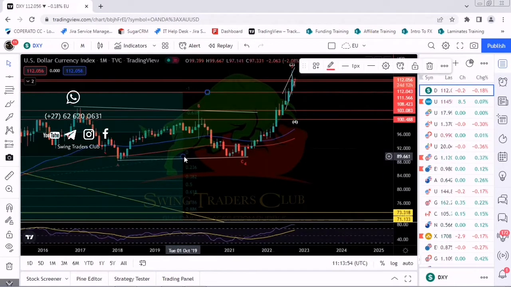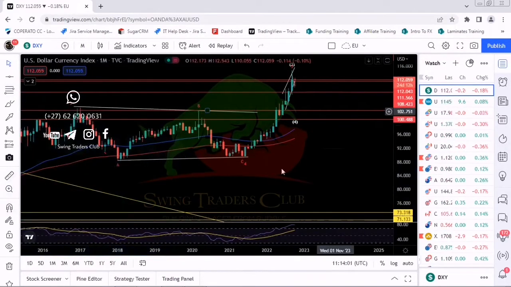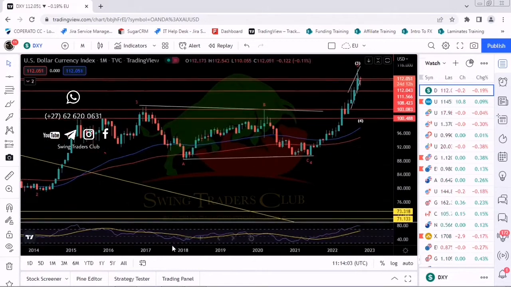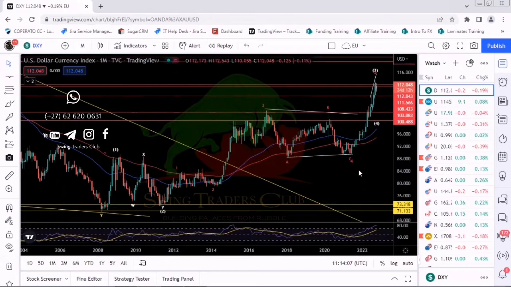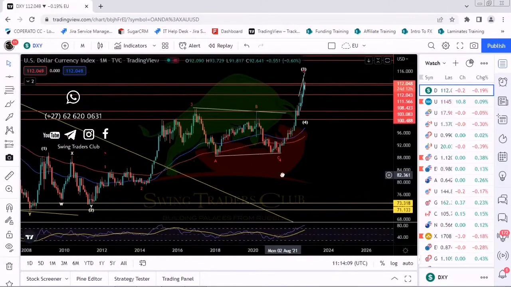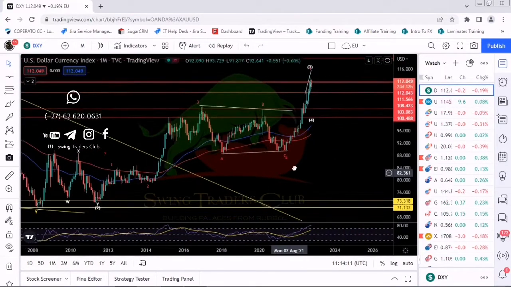So we know that now we're trading on an extension on wave 3. So what are we expecting? We're expecting a wave 4 correction. Okay, so that's what we're expecting. This is the dollar index. So when we're expecting the wave 4 correction, how do we measure it now?